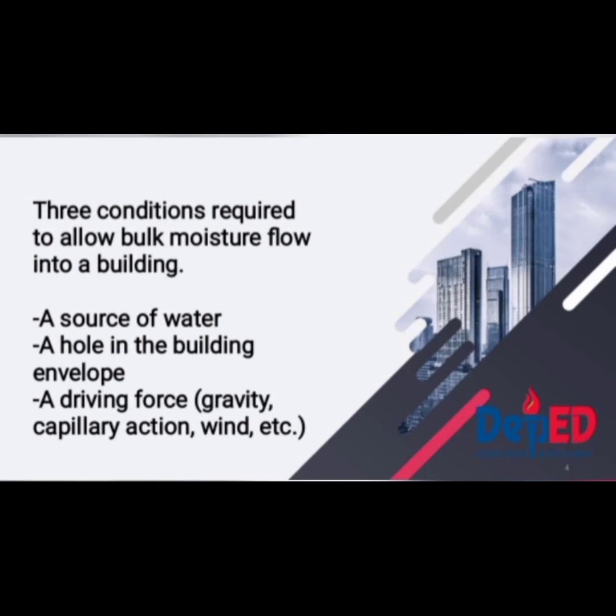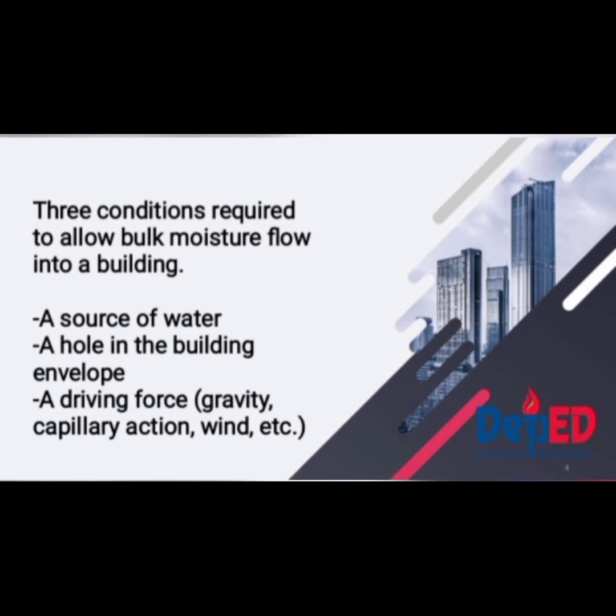Three conditions are required to allow bulk moisture flow into a building. First condition is a source of water. Of course, your building won't be entered by water if there is no source of water. Second is a hole in the building envelope, the loopholes, the errors that were neglected. Those can let water in. Third, a driving force, for example gravity, capillary action, or wind.